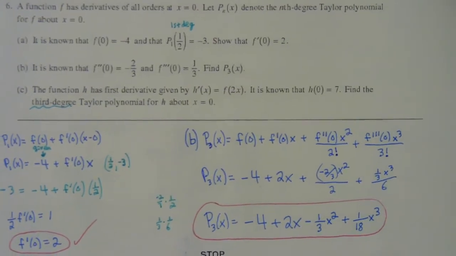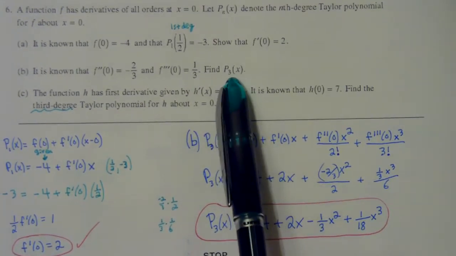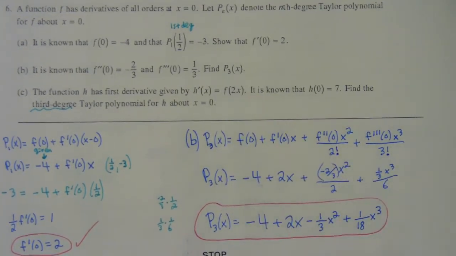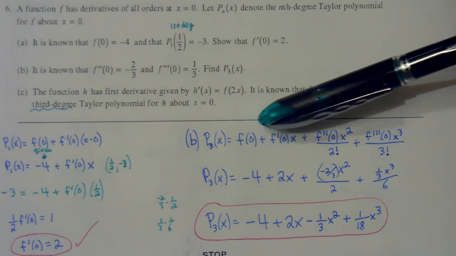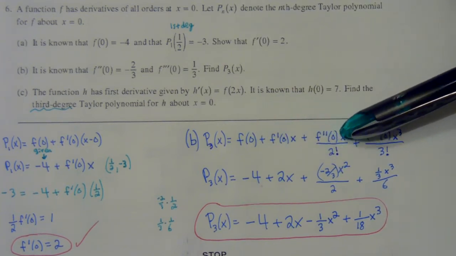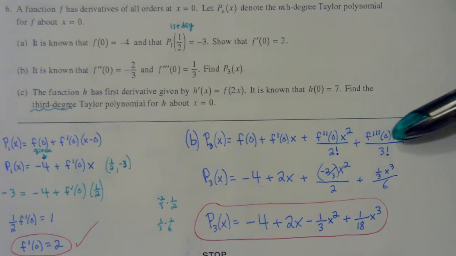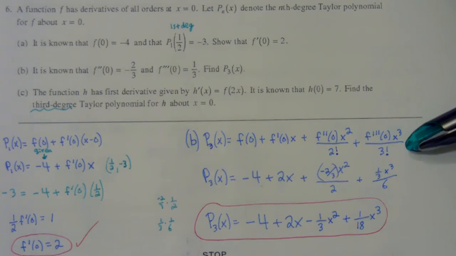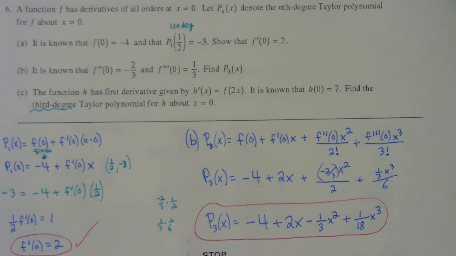Now, letter B, it tells us to find a third degree Taylor polynomial. So I'm going to start with that main definition of a Taylor polynomial, basic stuff, right? So I did f of 0, f prime of 0 times (x minus 0) to the first over 1 factorial, f double prime of 0 times (x minus 0) to the second over 2 factorial, f triple prime of 0 times (x minus 0) cubed over 3 factorial. That's just your main definition of a Taylor polynomial, like your videos. And then they give us everything that we need there.